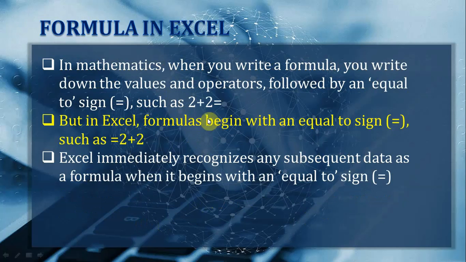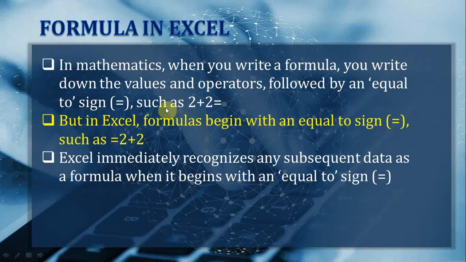Formula in MS Excel. In mathematics, when you write a formula, you write down the values and operators followed by an equal to sign. When you are writing a formula or when you solve a problem, you will write the value first, like 2 plus 2 equal to. So 2 is a value, plus is a sign, 2 is a value, then the equal to sign.